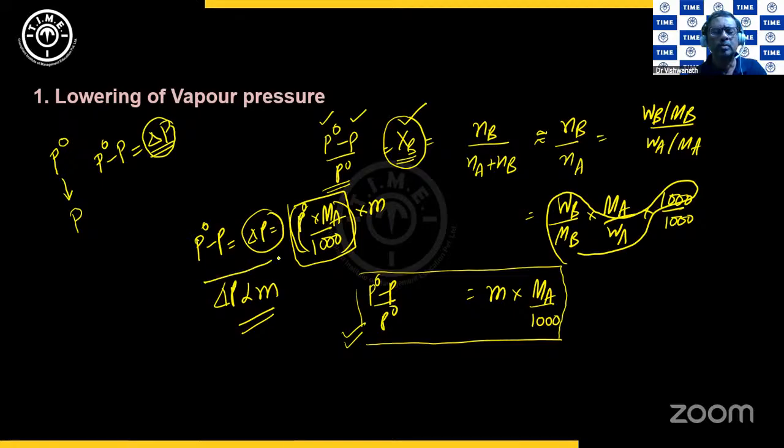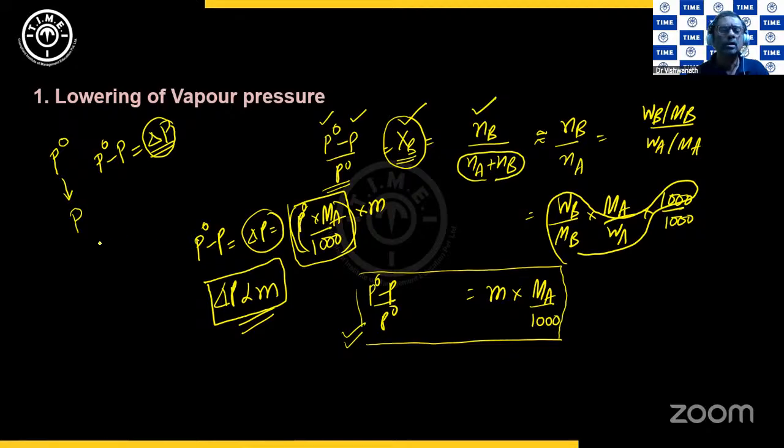That delta P is proportional to m. There is a molality. Clear? And how this is, that we'll show here. Now (P0 minus P) by P0 equals XB. XB is nothing but the number of moles of solute by the total number of moles, because that is nothing but the mole fraction of the solute.